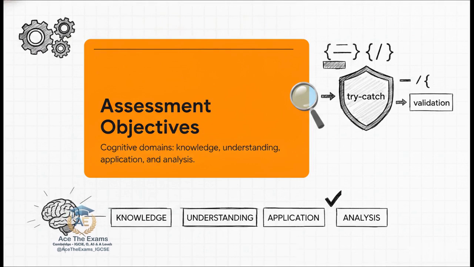This is where you need to apply the PEAL framework: point, evidence, explanation, link. Top students structure their answers this way. They make a point about exception handling, provide evidence from the scenario, explain how the mechanism catches the error, and link it back to the system's safety. If you aren't analyzing, you aren't scoring.